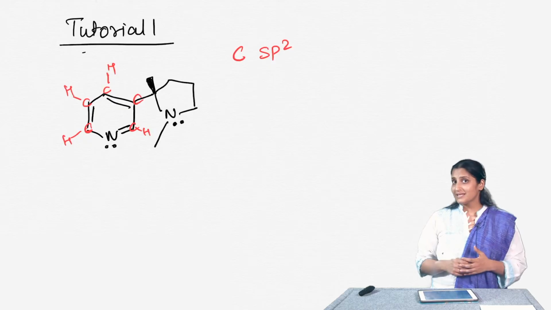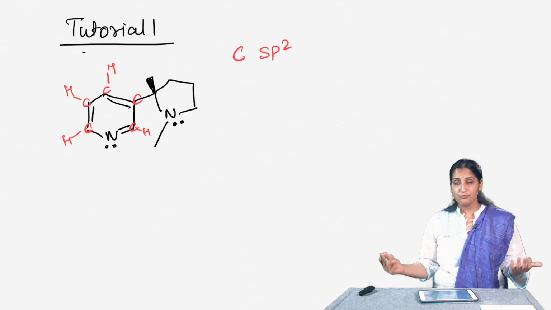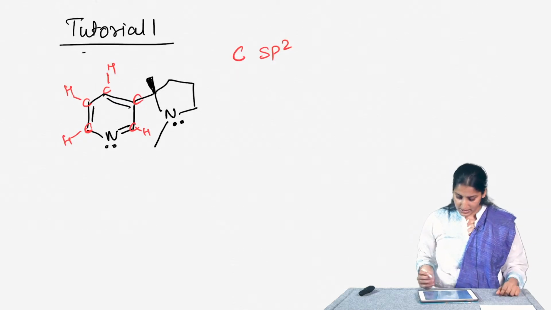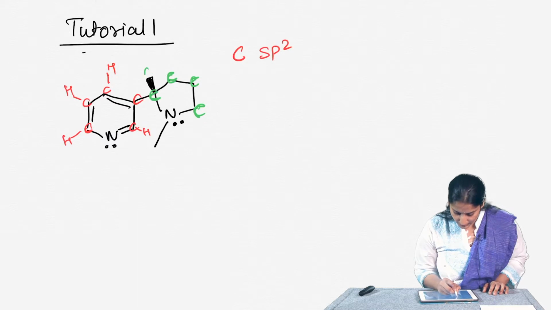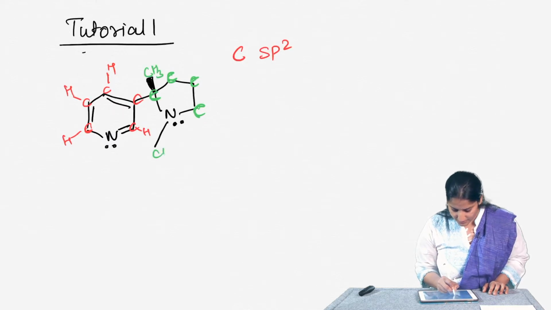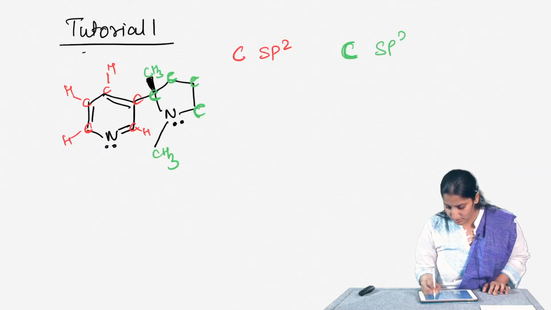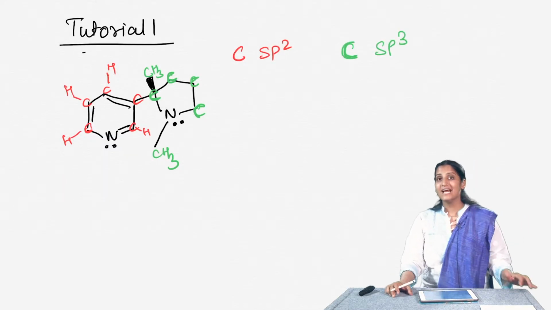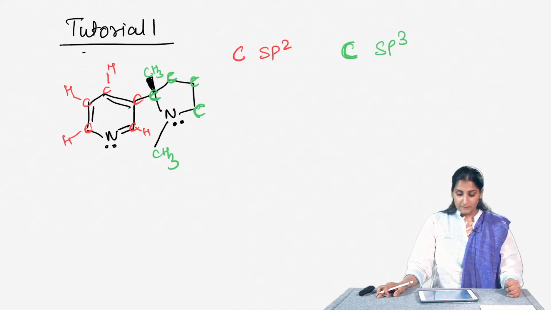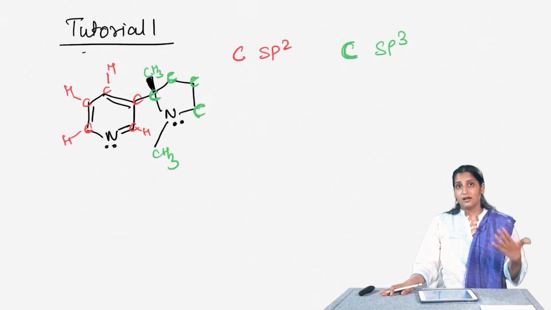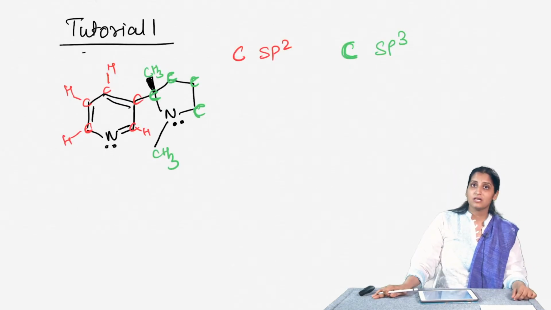Are there any sp3 hybridized carbons that are forming 4 sigma bonds? The answer is yes. I have these 3 carbons here, this fourth one, and then this methyl group, this methyl group. So, all of these carbons here, the green ones, are sp3 hybridized, because they are forming 4 sigma bonds. Now, the question arises: which other element here is actually sp3 hybridized?